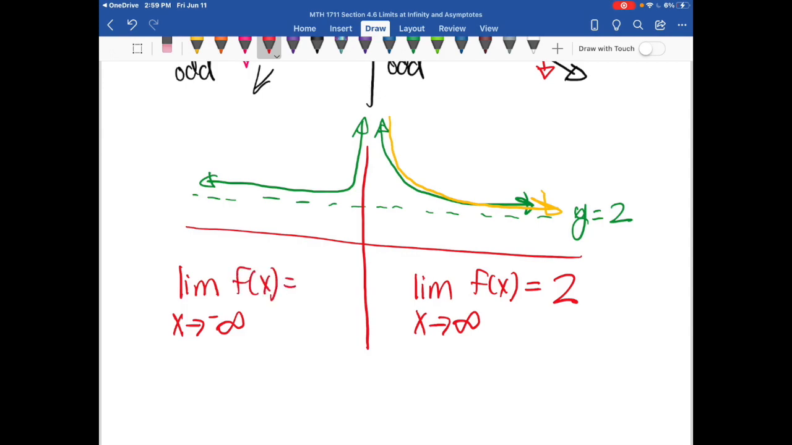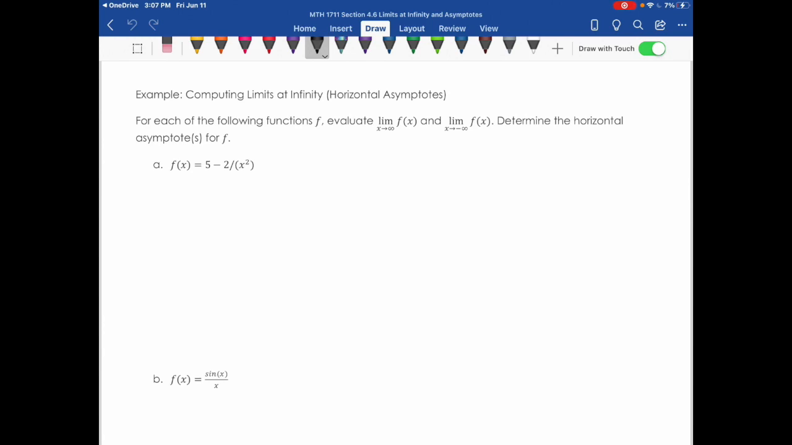Now on the other side, I can say the limit as x approaches negative infinity of this function, the value of y approaches 2. And if I trace that, I can see what happens as x goes to negative infinity, the value of y gets closer and closer to that horizontal asymptote. So when you're computing a limit at infinity, the algebraic limit laws and the squeeze theorem apply to these as well.